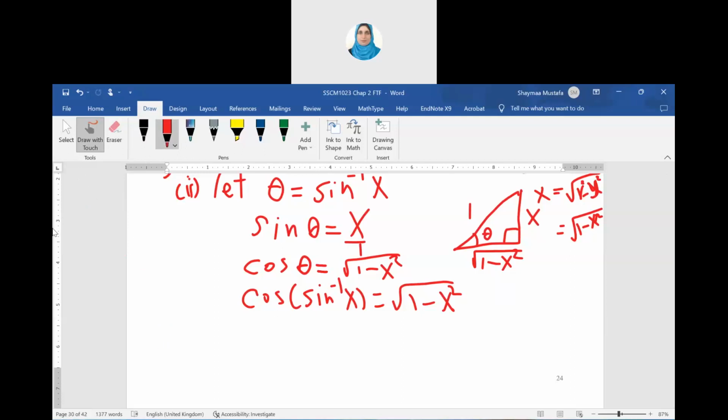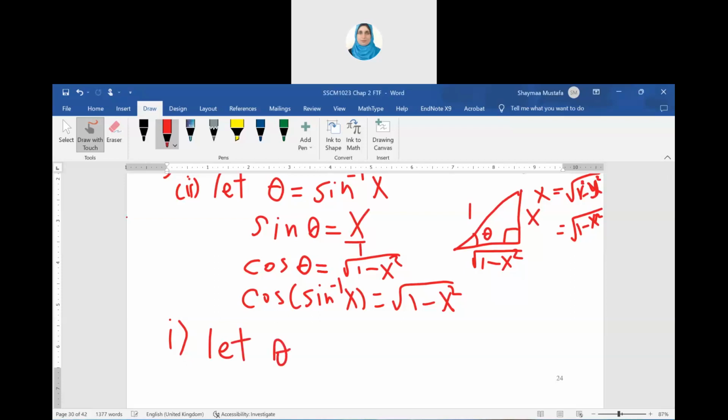Okay. Now I will prove number 1 for you. For number 1, we need to prove that sine inverse x plus cos inverse x equals pi over 2.